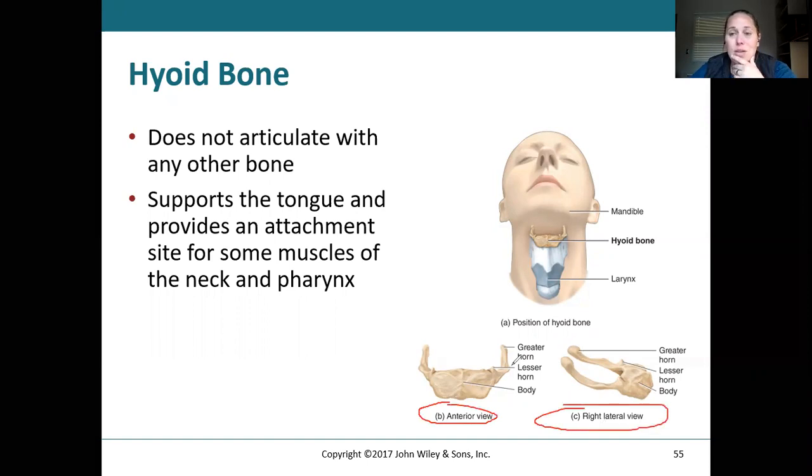And you can see some of those structural elements that we saw before, things like this greater horn, the lesser horn, as well as the body. But again, the hyoid bone is not articulating with any other bone. It's kind of hanging out by itself and is held into place via muscle.